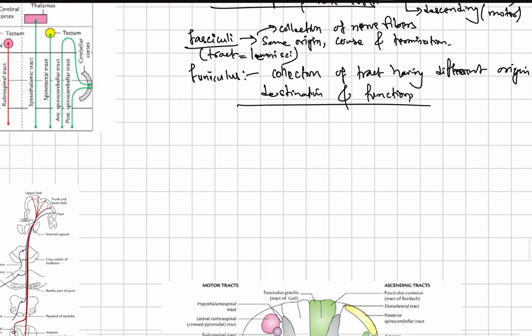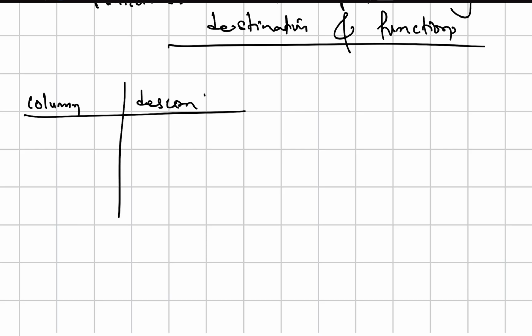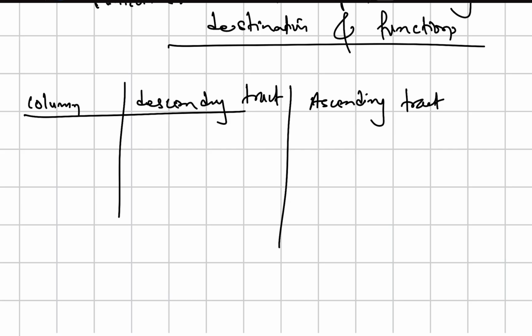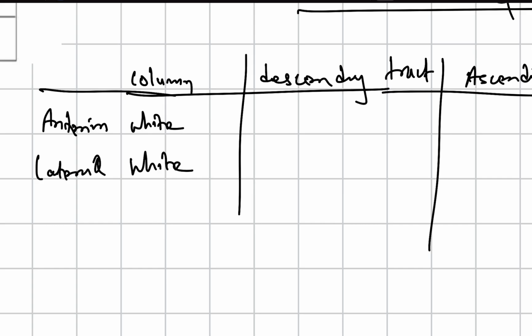Now there is division by column. When we discuss based on column, there are descending tracts and ascending tracts. Moving on, in the previous video we discussed the anterior white column, lateral white column, and then posterior white column.